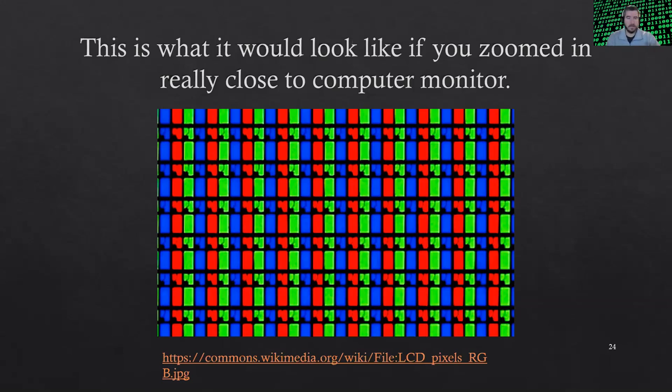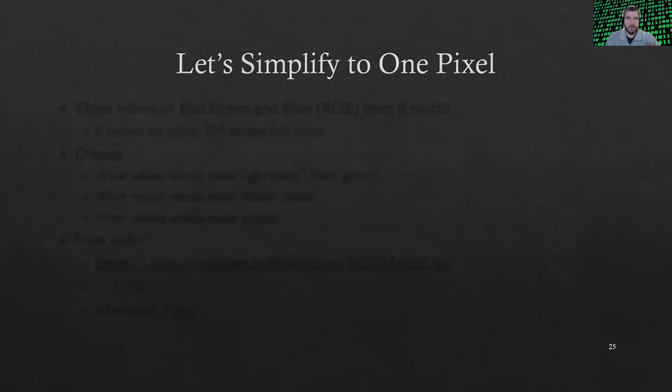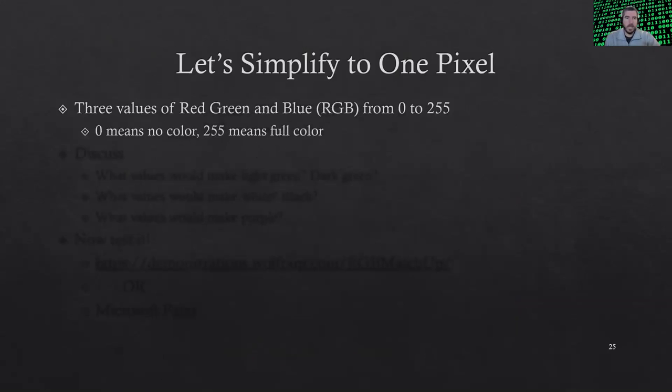Okay, so let's keep going. Now we know that. Now let's simplify to one pixel. Each pixel is going to have three values, right? We just talked about that: red, green, and blue. And we're going to pick the values from 0 to 255. We'll talk about why 255. It seems like an arbitrary number, but I'll explain why that is. 0 means no color at all, so no red if red is 0, and 255 means full color.